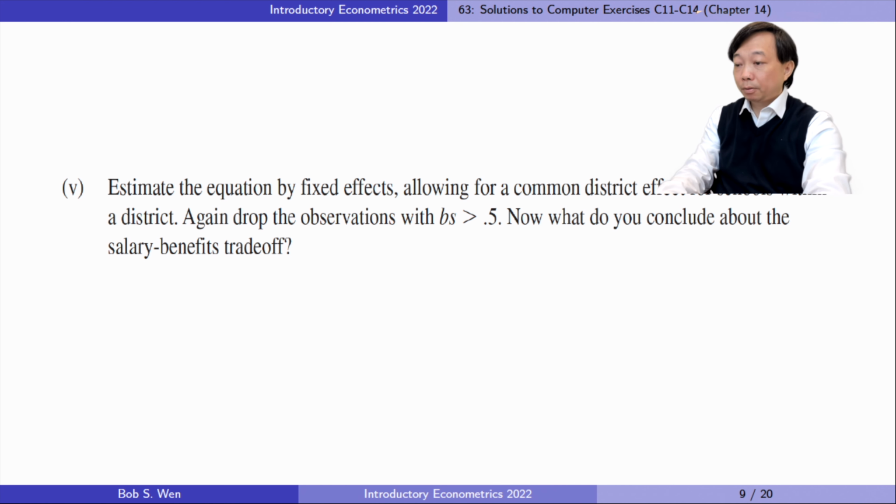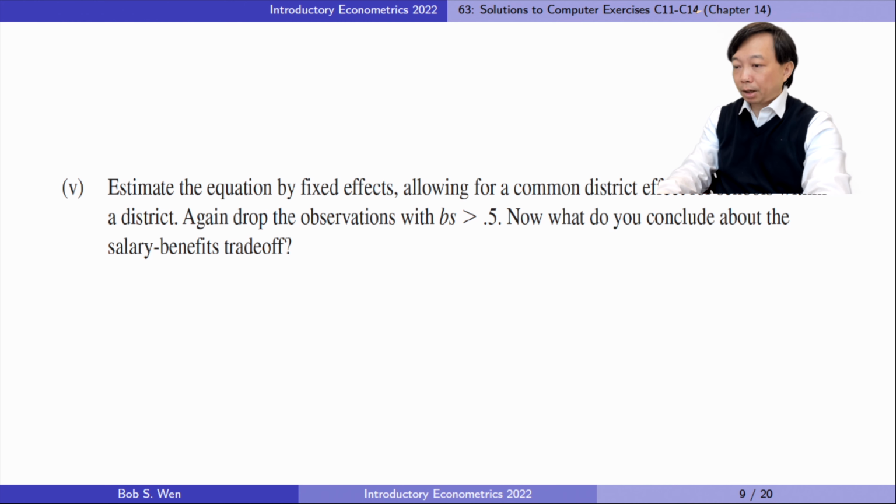In Part 5, we will estimate the equation by fixed effects, allowing for a common district effect for schools within a district. Again, drop the observations with BS larger than 0.5. Now, what do you conclude about the salary benefit trade-off?